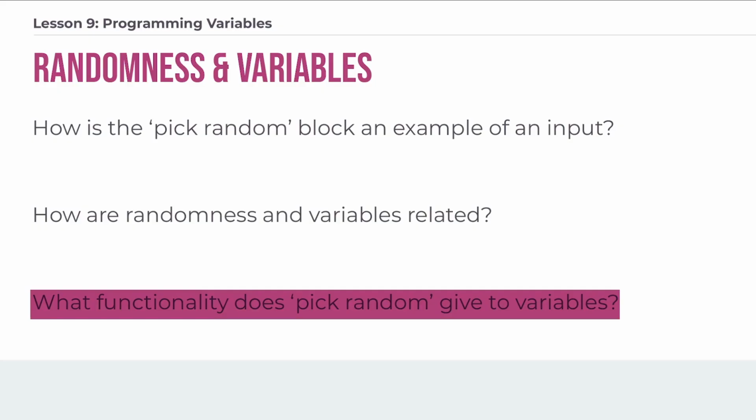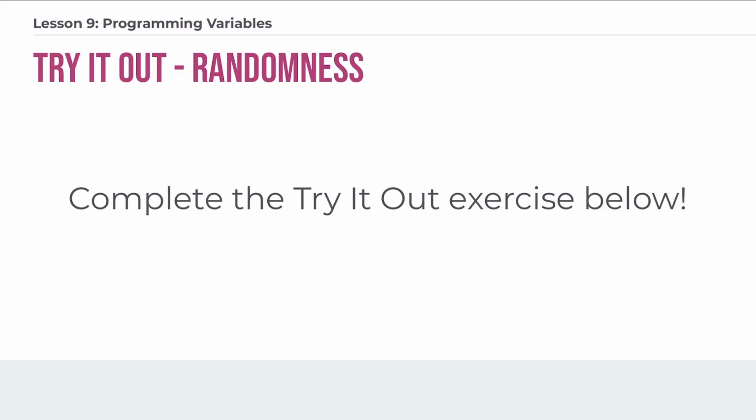And what functionality does pick random give to variables? Well, we talked about it. They can become a little bit less predictable, a little bit more exciting if we don't know exactly what's going to happen. You can even get to a point where, like a flipping a coin type of game, you can actually start creating some games using randomness. All right, so now you get a chance to play around with randomness to make your program more exciting.